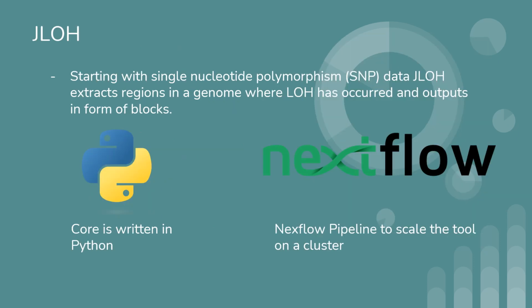Starting with single nucleotide polymorphism data, JLO identifies regions in a genome where stretches of the difference between two genomes have been lost during evolution through LOH. JLO's core is written in Python, but it also comes with a pipeline written in Nextflow, which enables it to scale on a cluster.